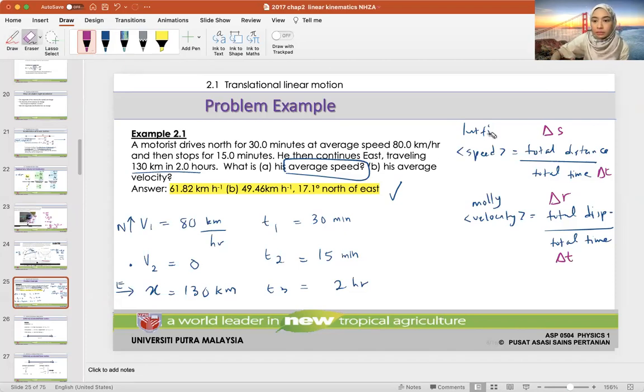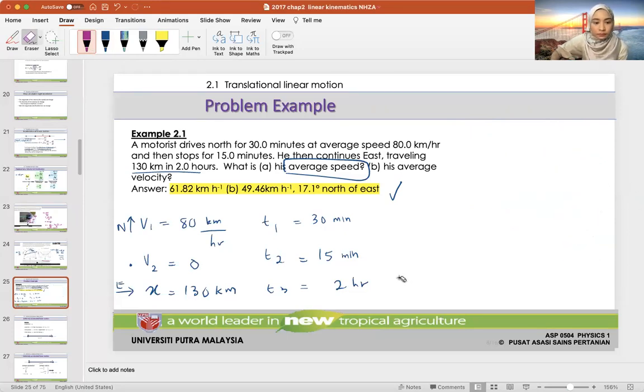Molly and Luffy. Okay, let me remove this first. Is it compulsory to write the 17.1 degree? Yes, because velocity has direction, so it's compulsory. For speed, only the number with units.